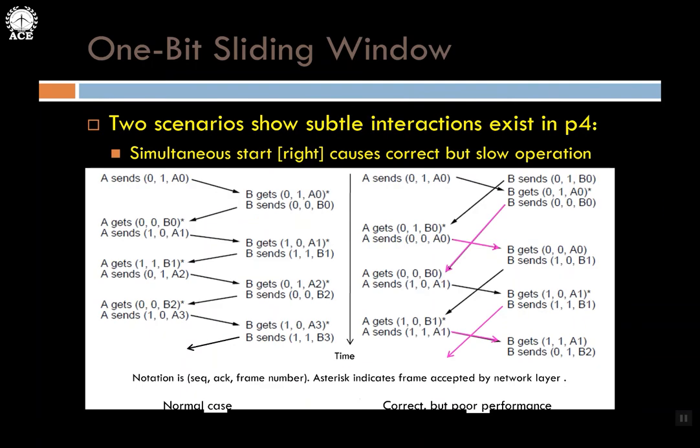Okay. As another scenario, I am showing 2 scenarios where we have interactions in protocol 4. Earlier we have seen 3 protocols which were simplex. Now this is the 4th protocol. So what happens here? Kindly see. This is host A, host B. So this is a normal scenario, the normal case.